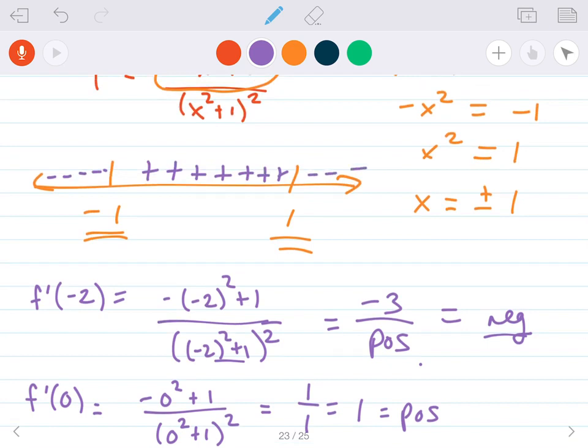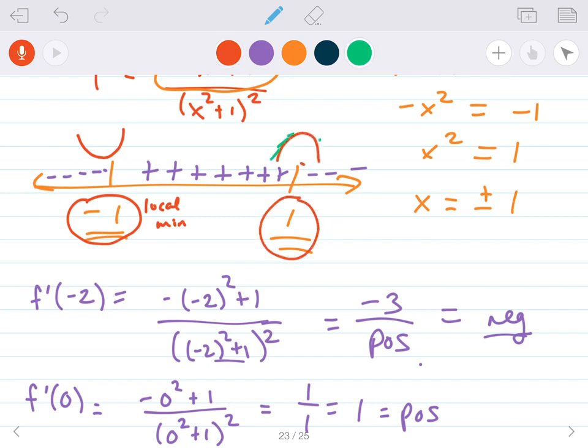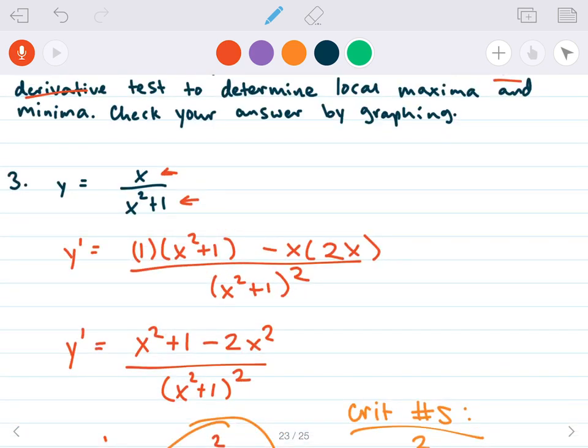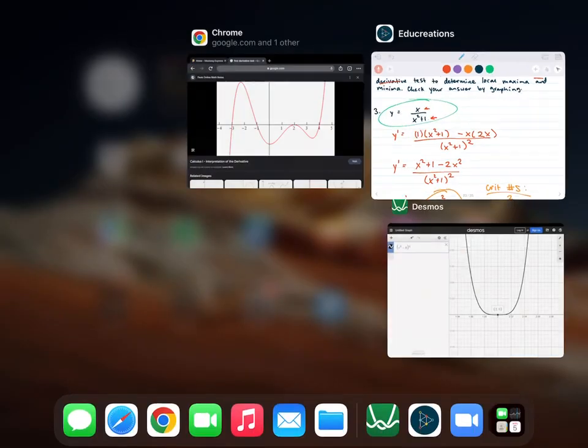So we're going from negative to positive. So again, we have something like this. We got a local min right here at negative 1. And then we're going from positive to negative at 1. So here we got positive slope, then we get negative slope. So this is going to be our local max. Let's check out Desmos to see if we're on the right track. Okay, so our original function was this, x over x squared plus 1.